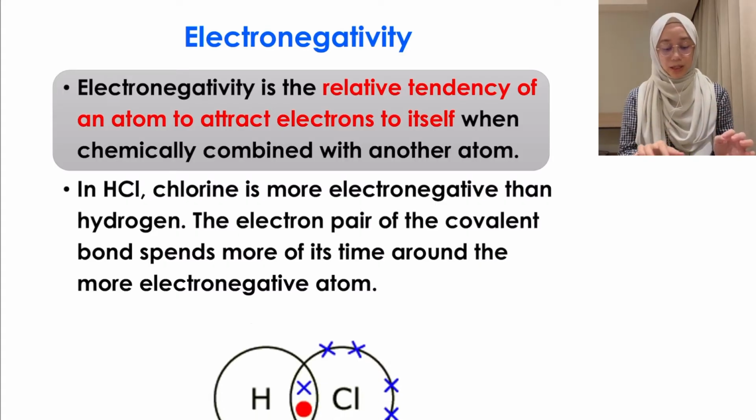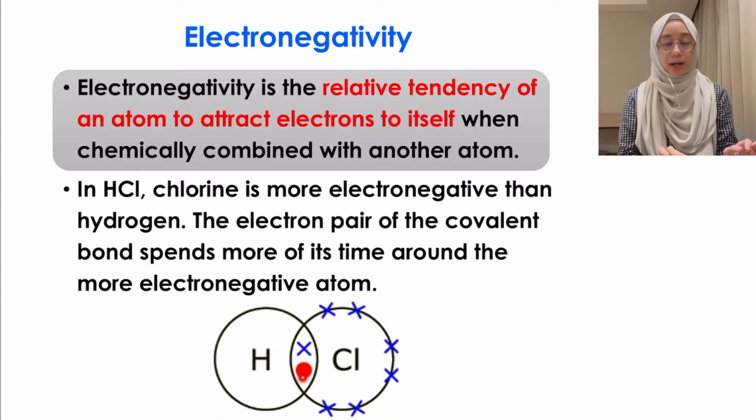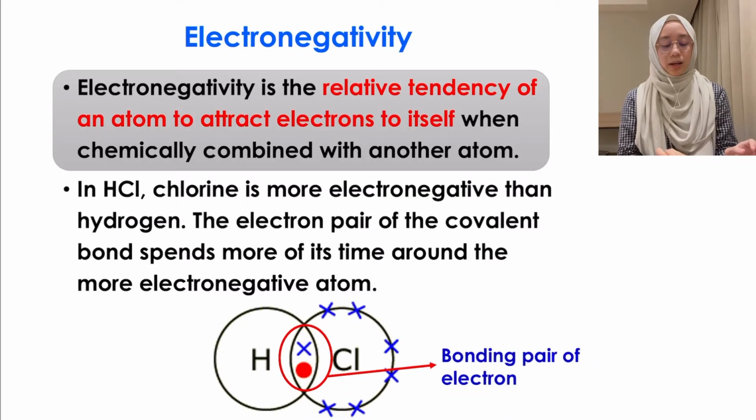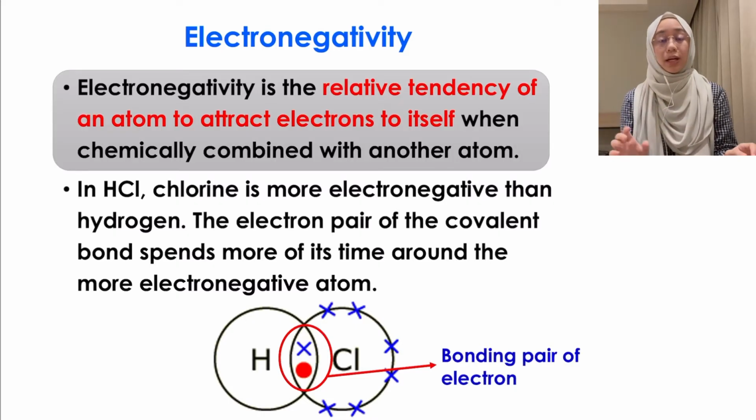So let's have a look at this diagram here. The red color is the hydrogen's electron, meanwhile the blue cross is the Cl's electrons. So this is what they share with one another. However, since Cl is more electronegative, this particular bonding pair of electrons will spend more time on the Cl side compared to hydrogen, since Cl has more electronegativity. So what causes Cl to be more electronegative compared to hydrogen? Let's have a look at that.